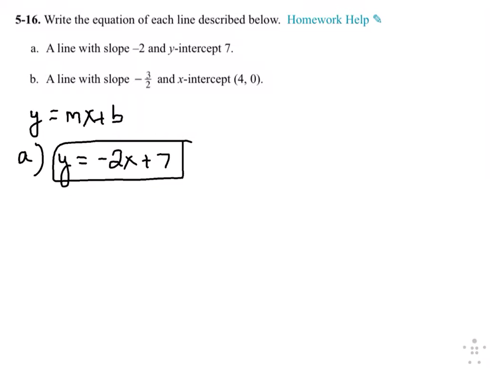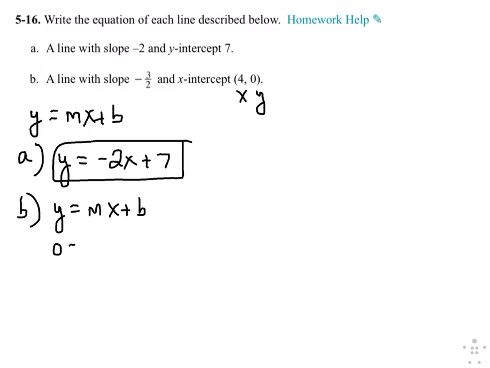For b, they give us the slope and the x-intercept, so not quite as easy, right? So y equals mx plus b, and we're going to put in everything we know. So they give us this point here. This is x, this is y, right? So I have an x, a y, and the slope, so I could solve for b. So let's substitute everything in.